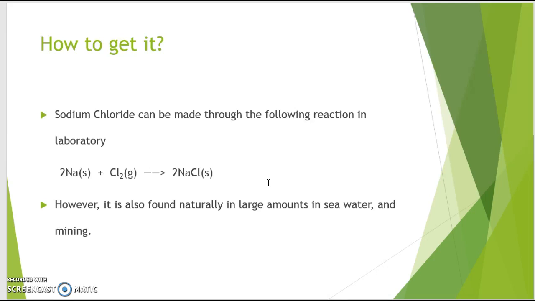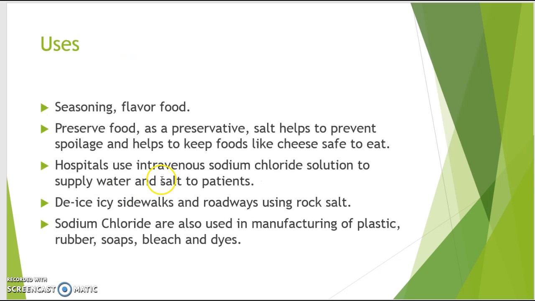As for how to get sodium chloride, it can be made through the following reaction in the laboratory. We use sodium to react with chlorine to get sodium chloride. However, that is not how the majority of the sodium chloride we use today is made. Sodium chloride is found naturally in large amounts in seawater and through mining. That's how we get our sodium chloride every day.